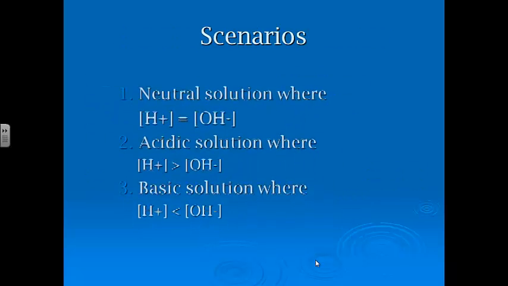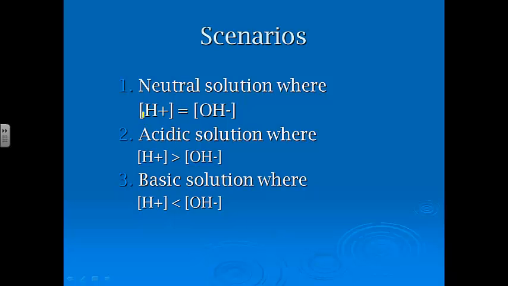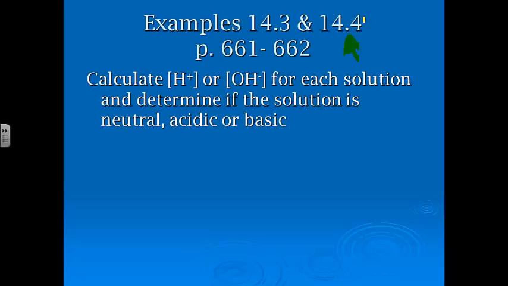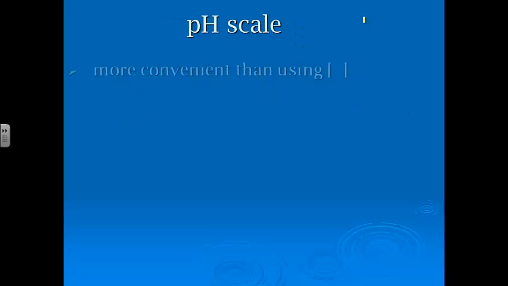So, okay, some scenarios. Neutral solution is where hydrogen ion is equal to hydroxide. Acidic solution is where hydrogen ion is greater than hydroxide. Basic solution is where hydrogen ion is less than hydroxide. Now I'm going to skip ahead here for just a second. You guys can go back, look at the examples on 14.3 and 14.4 because I'm going to do a couple more of these, but this backs it up as well. Talks about the pH scale. So just refer back to those to take a look.